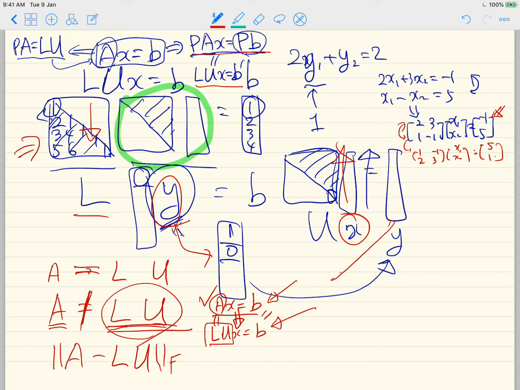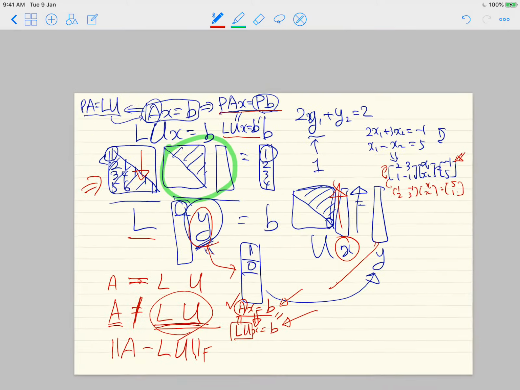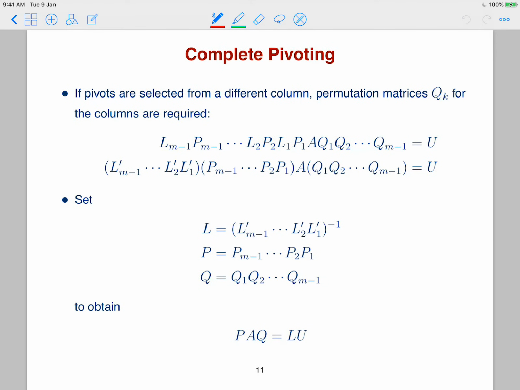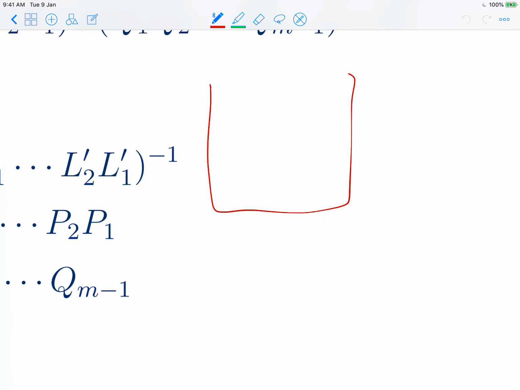In this case, I kept saying this method is partial pivoting. We call it partial pivoting because we only do the pivoting partially. But is there any other scenario where we consider a full or complete pivoting? So we can also consider something called complete pivoting. The scenario is like the following.